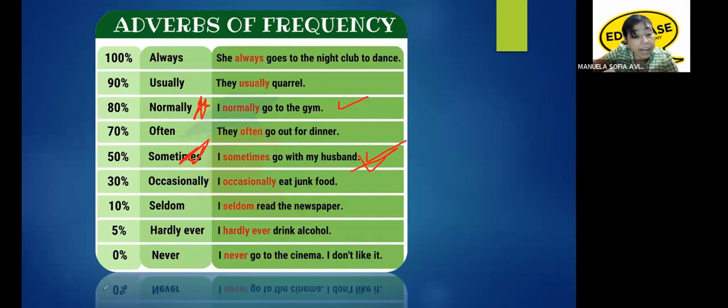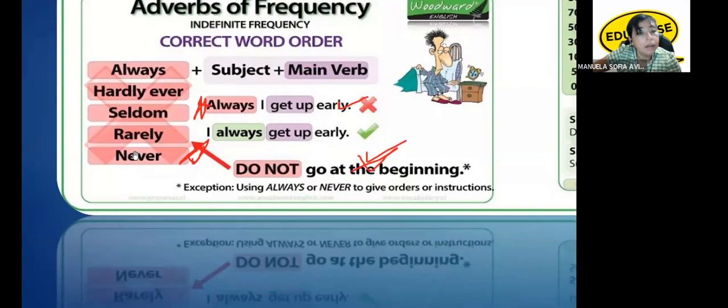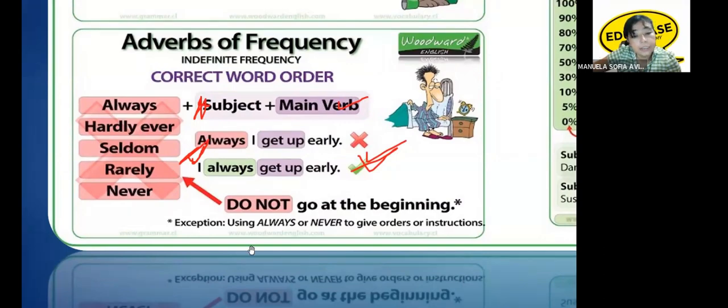Because we have some adverbs of frequency that we can't use at the beginning. For example, this: always, hardly ever, seldom, rarely. We don't use those adverbs at the beginning. So it's not correct to say, always I go to the gym. Always I get up early. Always I study English. No, that's incorrect. It's not used in English. It's a rule, right? It's a rule.